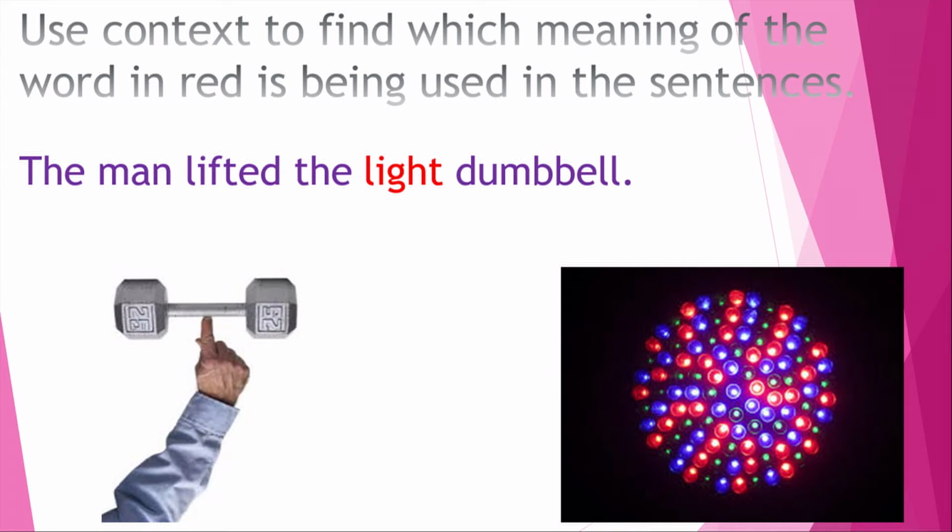So see if you could use it again now consciously, and use context to find the meaning of the words that are going to be in red, and see which meaning we're talking about. So the man lifted the light dumbbell. Right? So the man lifted the light dumbbell. So we have two options. Are we talking about light as in weight, as in it's not something very heavy, or are we talking about light as in a light bulb, something bright? Think about it and pick which picture would represent that particular contextual meaning of the word light.